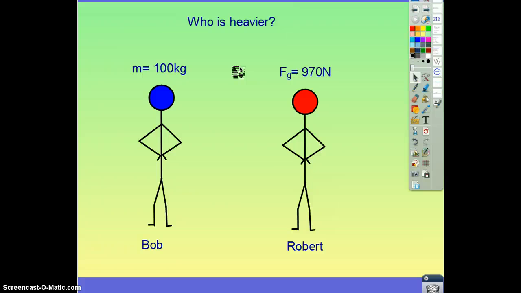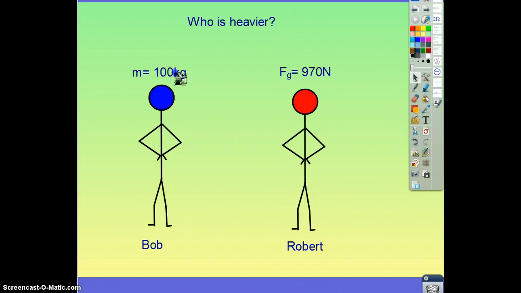Go ahead. Get your calculator out. Divide this. Divide that. Okay, your calculation should show that you took 100 kilograms times 9.81, and you found Bob's weight to be 981 newtons. Bob is therefore heavier than Robert.